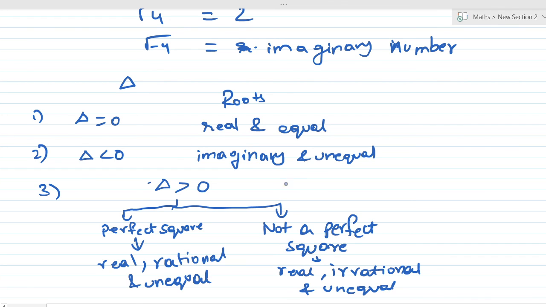So roots will be equal only when delta equals 0. In all other cases roots will be unequal only. If delta is less than 0, roots will be imaginary. If delta is greater than 0, real and rational. If delta is greater than 0 and it is not a perfect square, roots are real and irrational. So this one also you need to remember. You need to remember this nature of the roots.